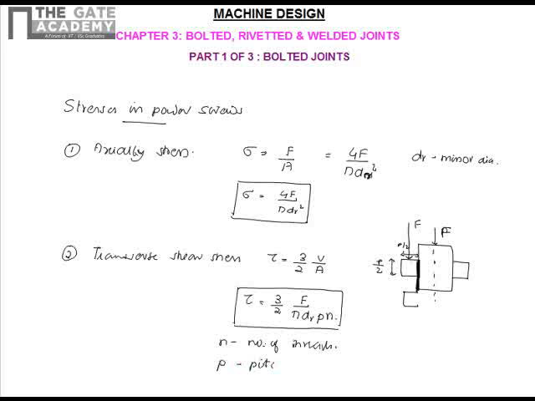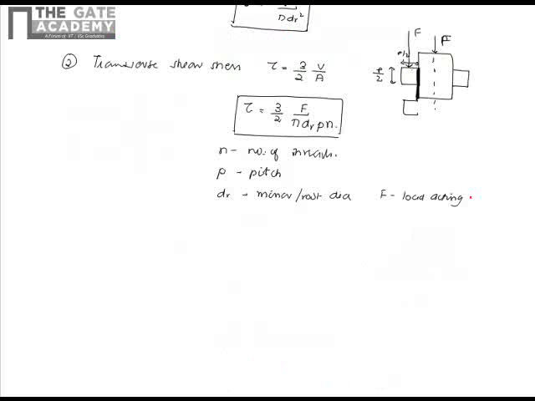p is the pitch, dr is the root diameter or minor diameter of the thread, and F is the load acting. This is the transverse shear stress.